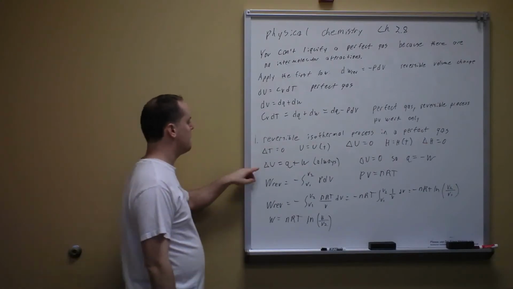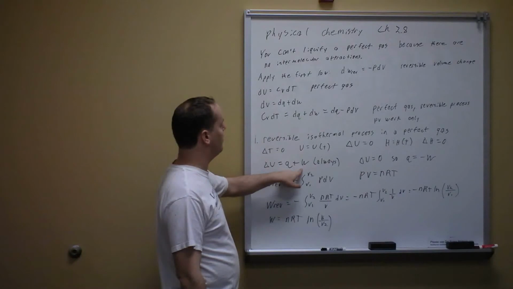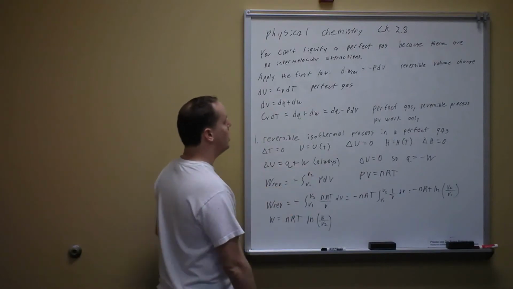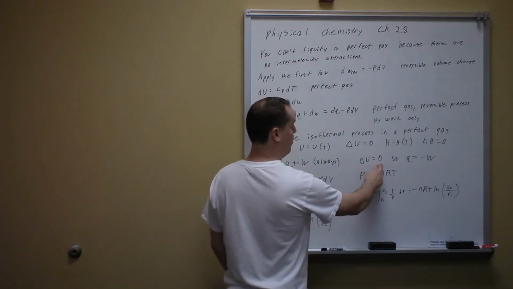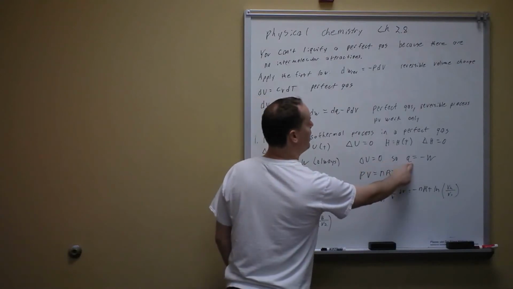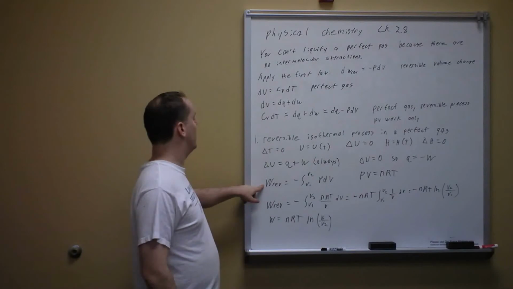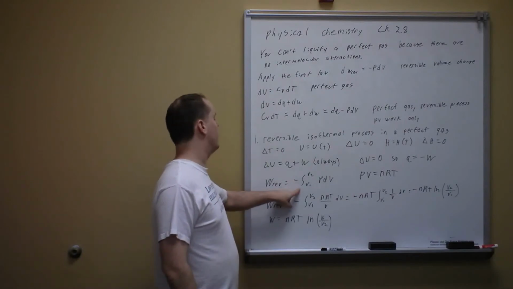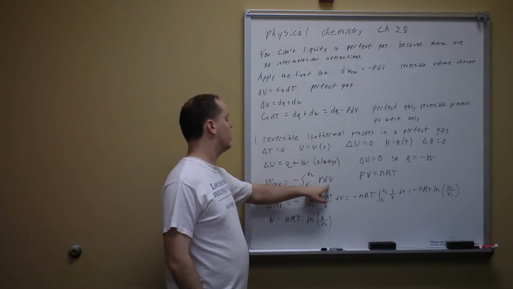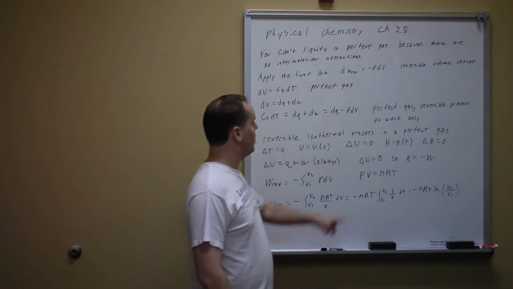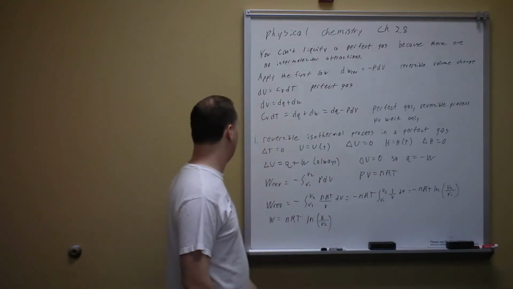Now we know that delta U is equal to Q plus W for any process, but we know that delta U is 0 for this process. So we have that Q is equal to minus W. Now remember, work is the integral from volume 1 to volume 2 of pressure with respect to volume. And we're going to use PV equals nRT to solve this.